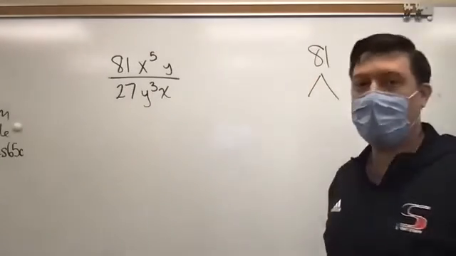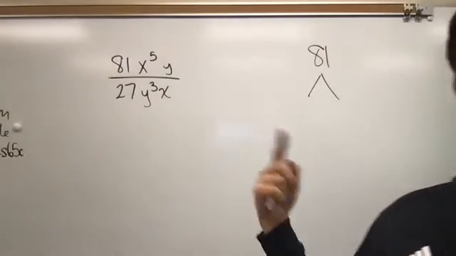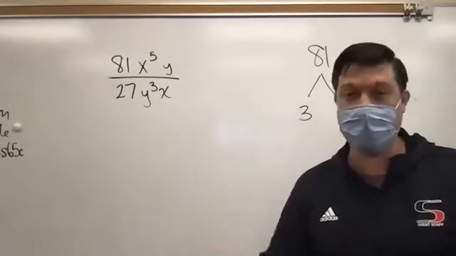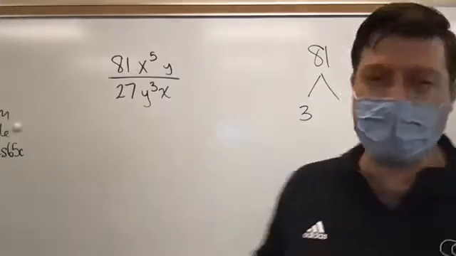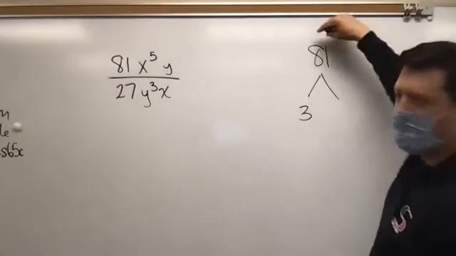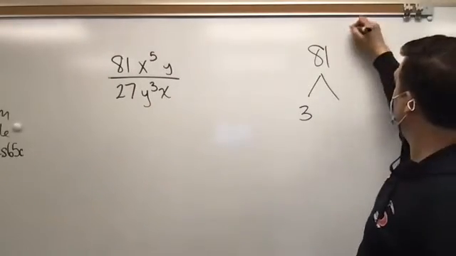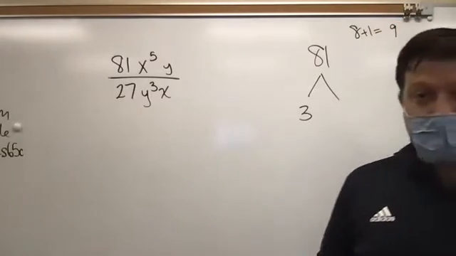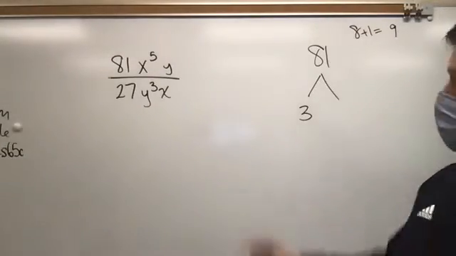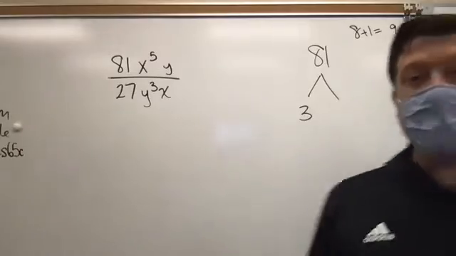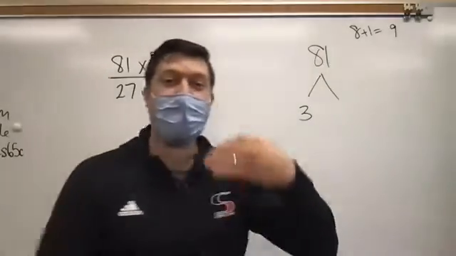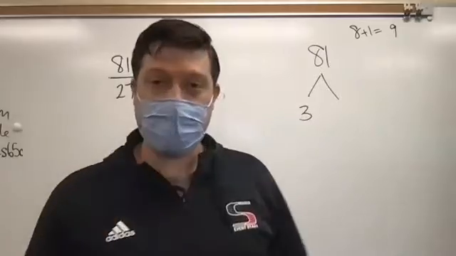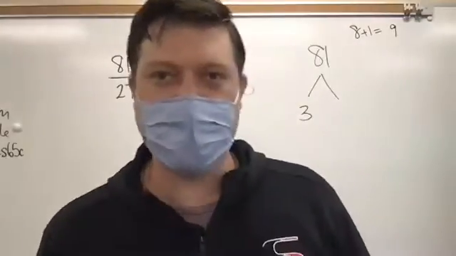81 breaks down through the prime factor tree into, well, it's not even, so I'm not going to divide by 2, but I know it's divisible by 3. There's actually a trick. What's 8 plus 1? If you add the digits together, 8 plus 1, and that answer is a number that's divisible by 3, then the original number is divisible by 3.